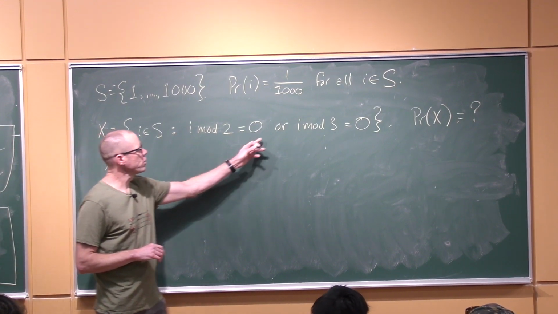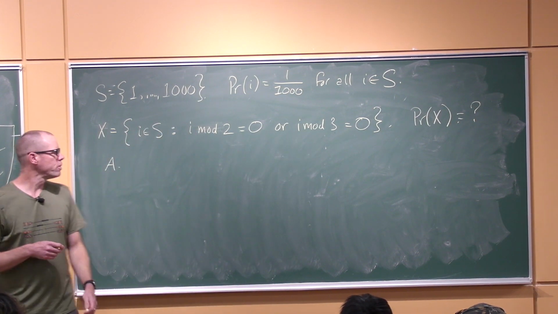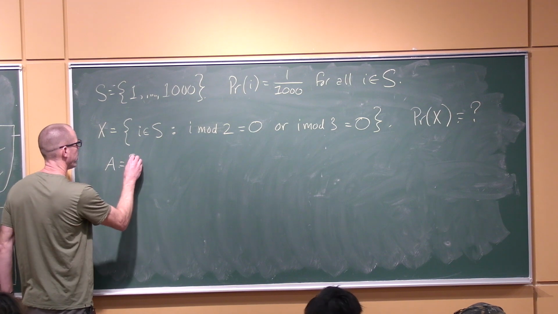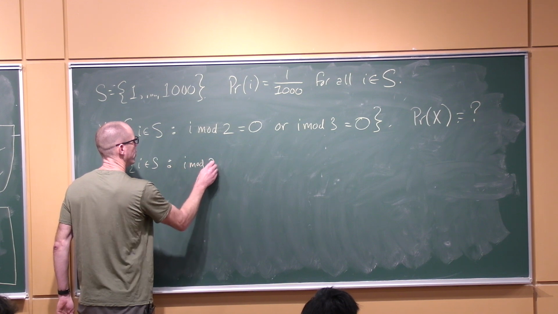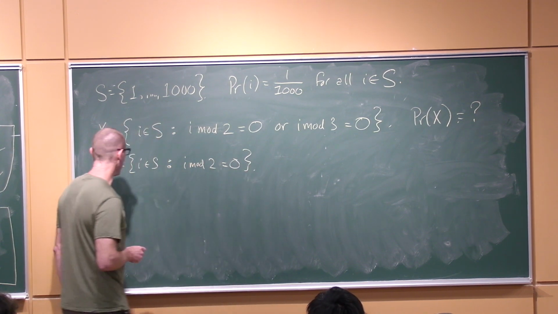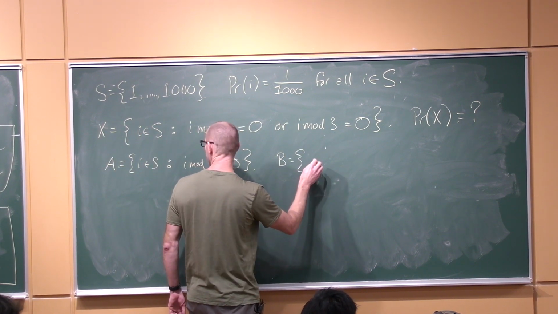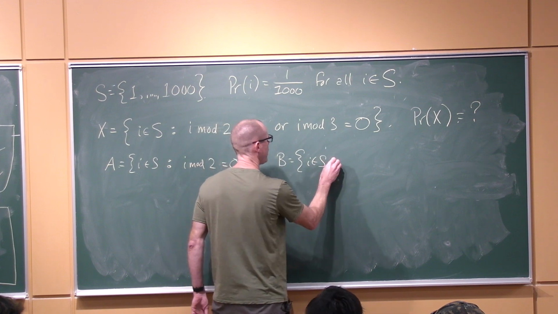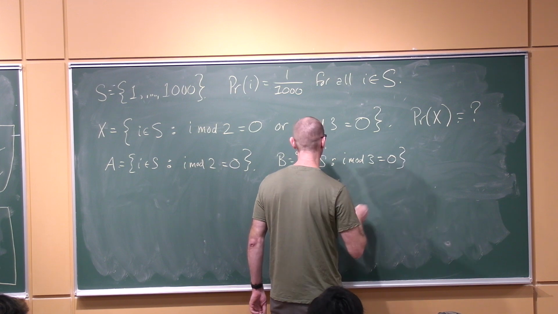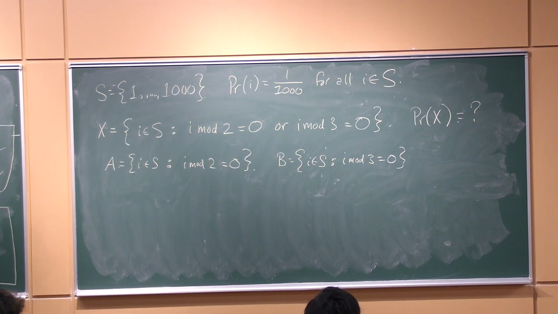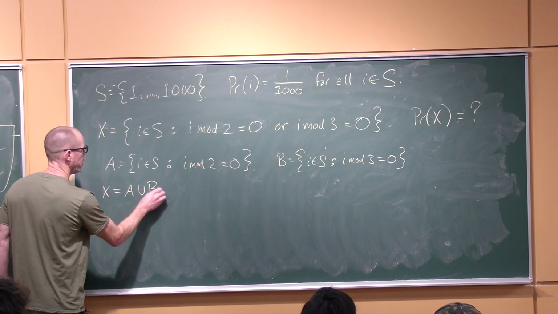So we have a condition here which is an OR, which really means it's the union of two sets. These two sets are the set A, which is the i in S such that i mod 2 equals 0. So these are the even ones. And the other one is the set B, the things in S such that i mod 3 equals 0. So those are the ones that are divisible by 3. And notice that X is equal to A union B.